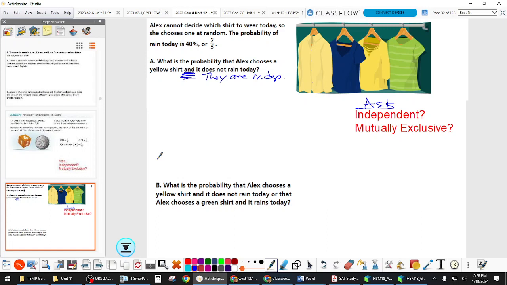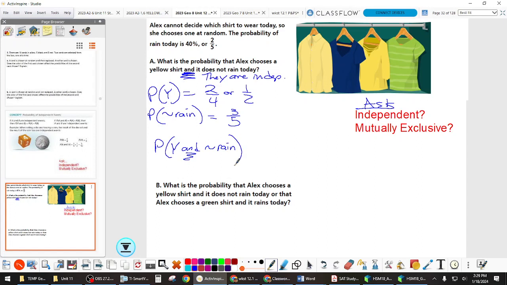So how do you think we find the probability if they are independent? We have said in the past, which I think was Tuesday, or probability increases your probability, and probability decreases your probability. So the probability of wearing a yellow shirt is what, based on the picture? It's 2 out of 4, or 1/2. What's the probability that it will not rain? Remember, the symbol for not is a tilde, is 3/5. Okay? So I'm going to write these two as P of yellow and not rain. Remember to write your probability notation anytime you're doing these problems.